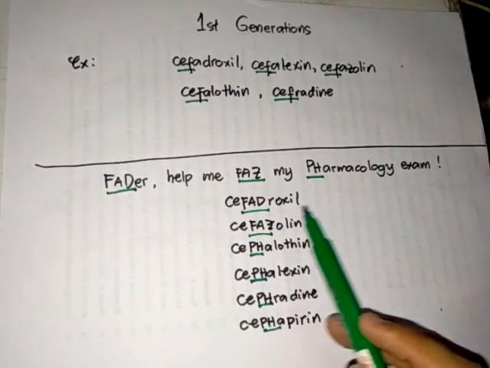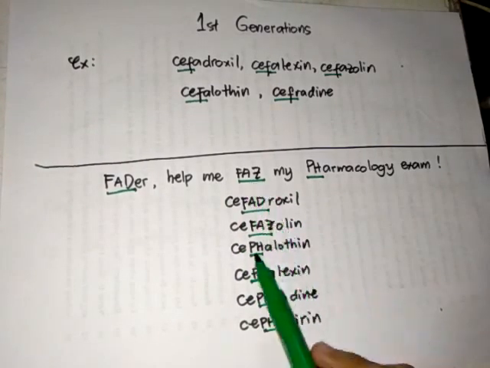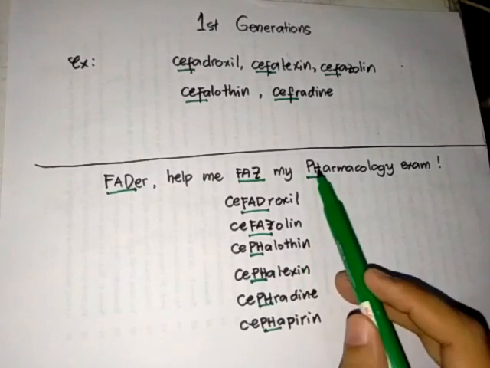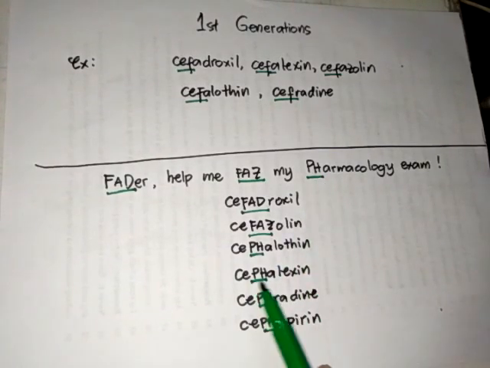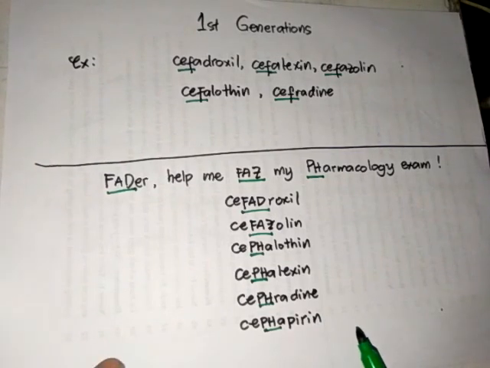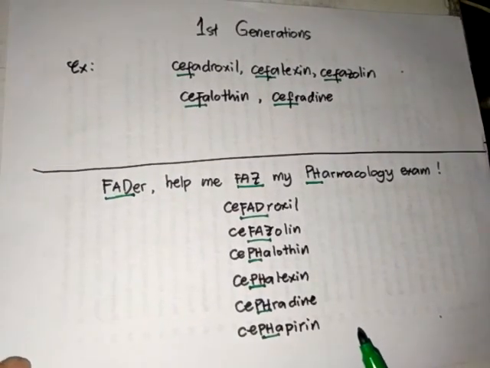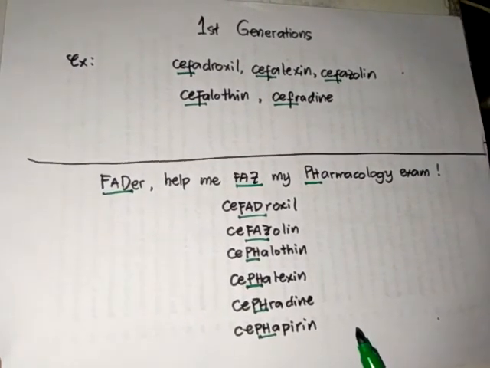Father, cefadroxil, cefazolin, cephalothin, because of the PH here, cephalexin, cephradine, cephalosporin. Okay, those are examples of first generation cephalosporin.